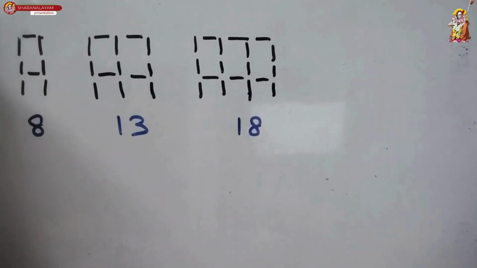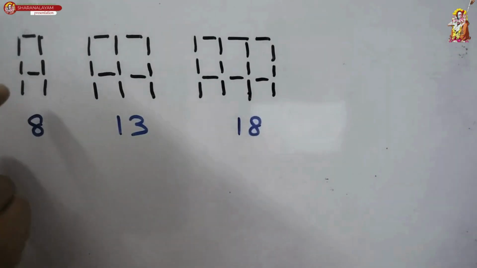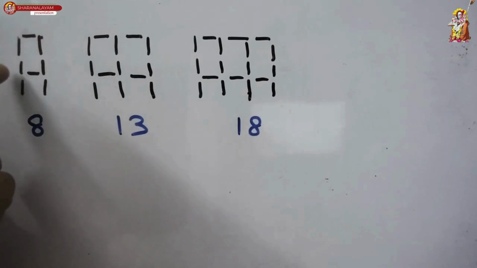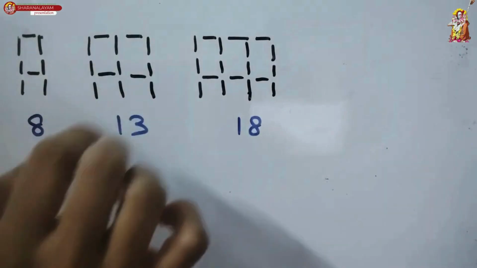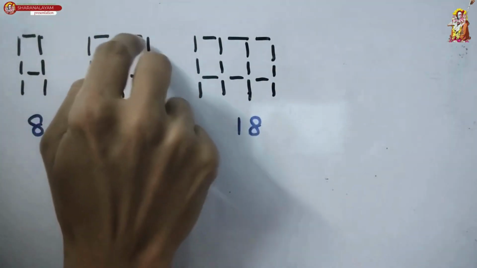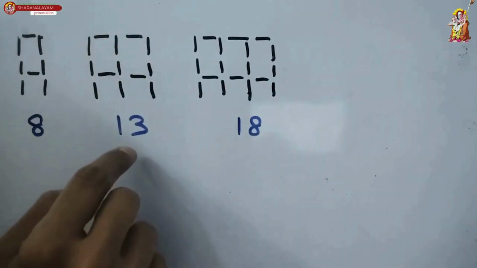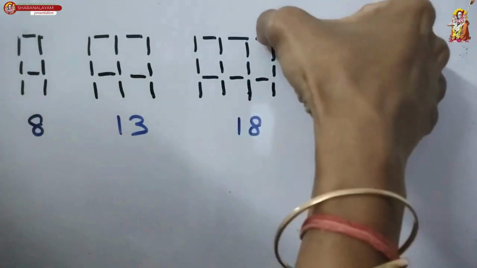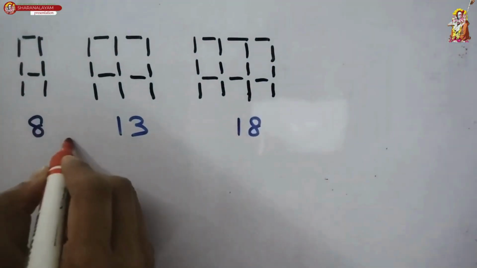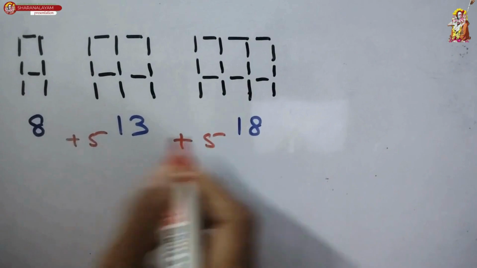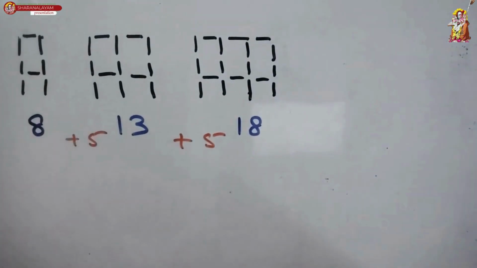Next pattern. So here you can see the first pattern has 1, 2, 3, 4, 5, 6, 7, 8 sticks. The second one, apart from this 8 sticks, we are adding 5 more ones. 1, 2, 3, 4, 5. So 13. And then 14, 15, 16, 17, 18. So again, we are adding 5 at each step.